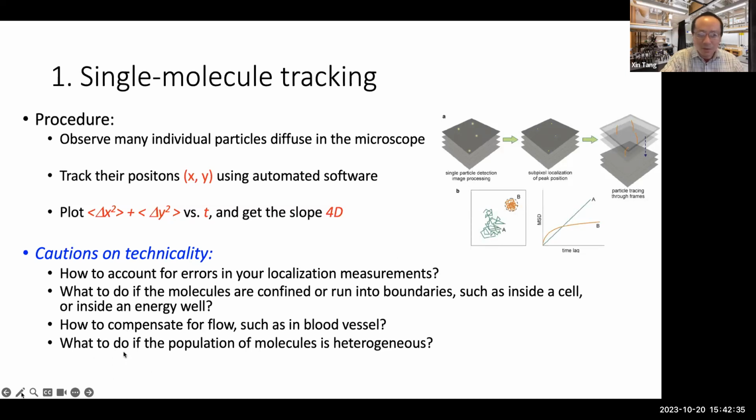And also, what to do if we have many particles or many molecules in the petri dish, but they are actually of different molecular weight or different polarity, right? If the molecules are heterogeneous, then each has a different diffusion coefficient. In that case, how can we differentiate that and then measure the correct diffusion coefficient of a specific molecule of interest? Those are very interesting questions we will practically encounter in the lab, and we should bear them in mind so that we can get the correct results.